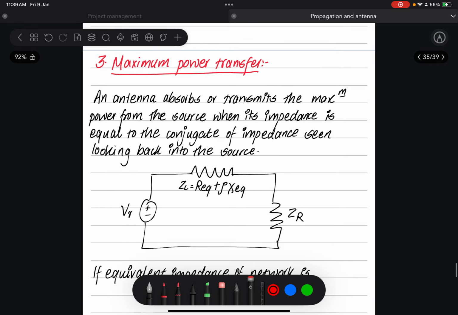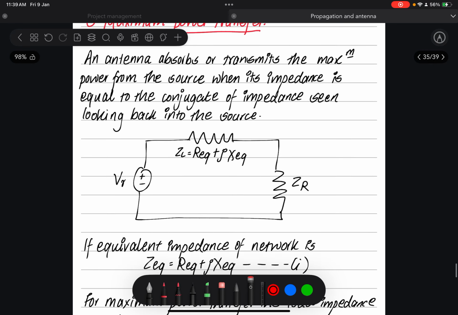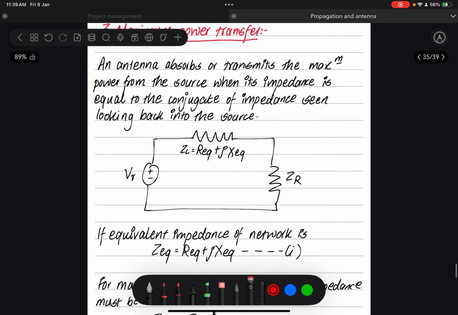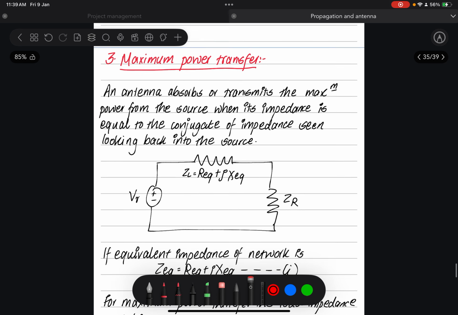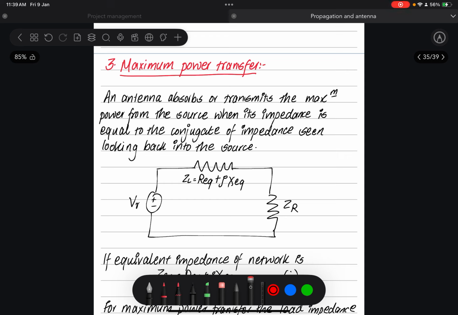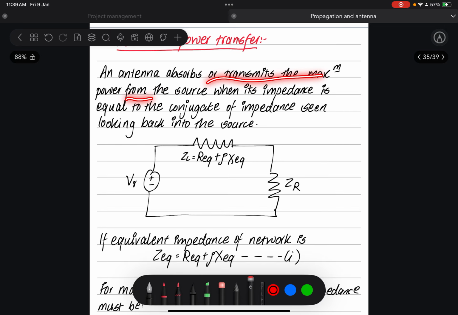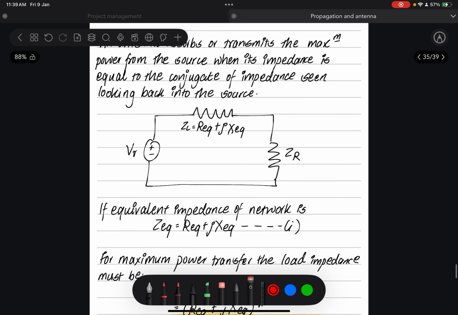Let's talk about the maximum power theorem. This is a standard circuit. We have a source, a load resistance, and an impedance. For this antenna to absorb or transmit the maximum power, we have to conjugate the impedance as seen from the source. The conjugate of A plus B is A minus B. The antenna absorbs or transmits the maximum power from the source when its impedance is equal to the conjugate of the impedance seen looking back into the source.